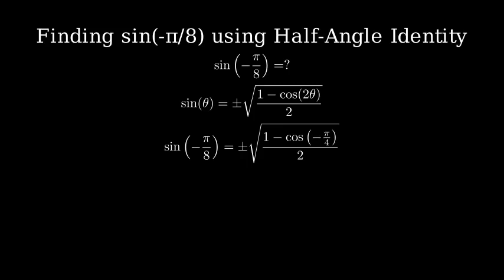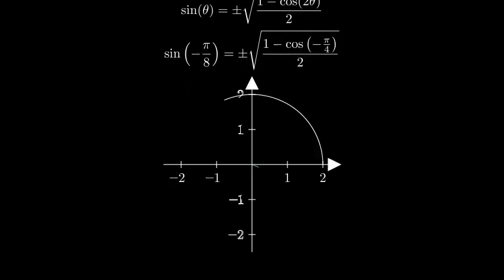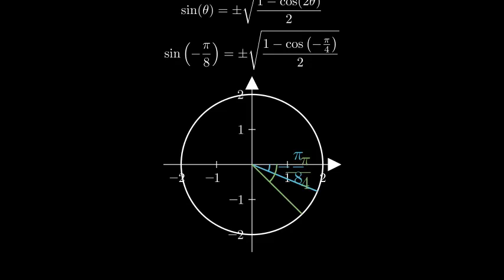Let's visualize this on the unit circle. When we have a negative angle, we move clockwise from the positive x-axis. Negative pi over 8 is this angle here, and negative pi over 4 is twice that angle.